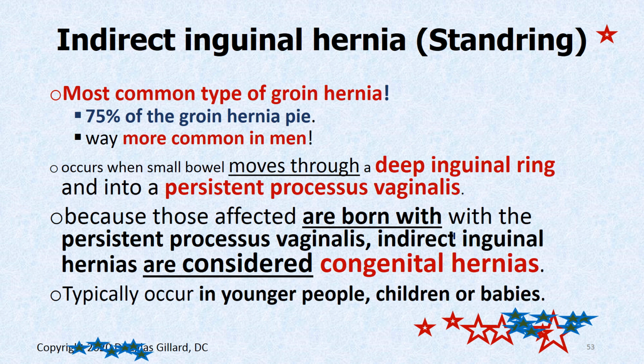All right, so back to the indirect inguinal hernia. Again, that is the most common type of groin hernia. It's also the most common type of abdominal wall hernia. 75% of the groin hernias are of this type. 25% are direct inguinal hernias. It occurs when small bowel gets into the deep inguinal ring and starts going down the inguinal canal. But it stays within the processus vaginalis, right? It just doesn't go outside of that. It can't go outside of that.